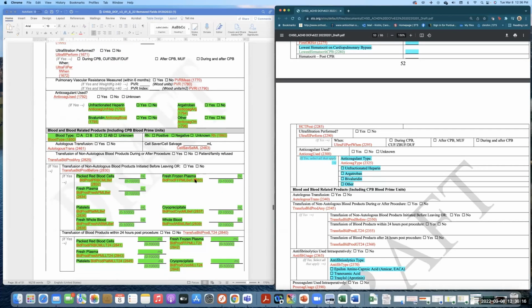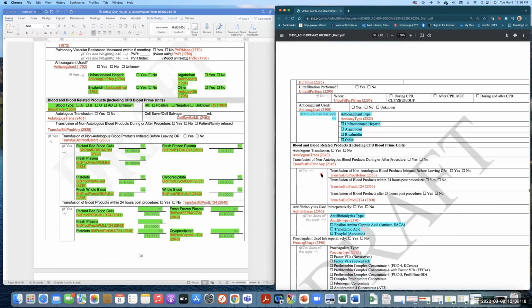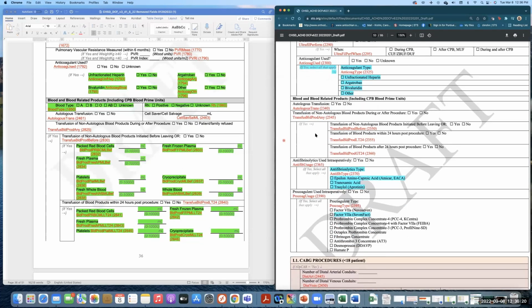So then blood and blood-related products. This section has moved around a bit and has been simplified. So was there an autologous transfusion? Yes or no? Was there a transfusion of non-autologous blood products during or after your operative procedure? And then were they initiated before leaving the OR, within 24 hours, or post 24 hours? And so these are now all, as you see, yes or no procedures.